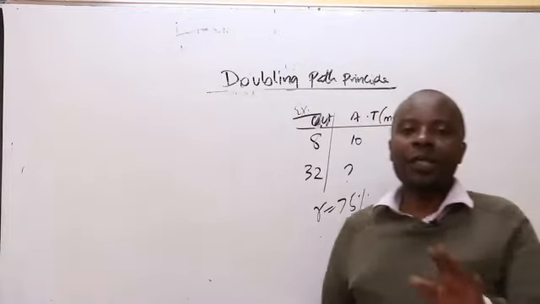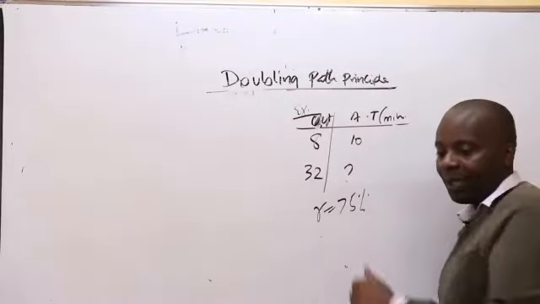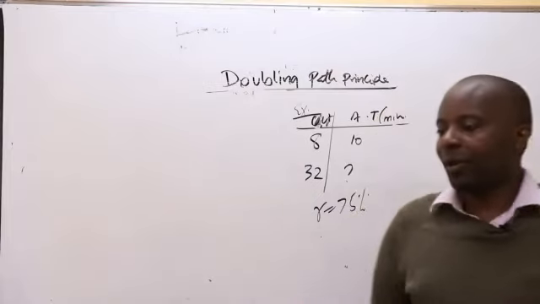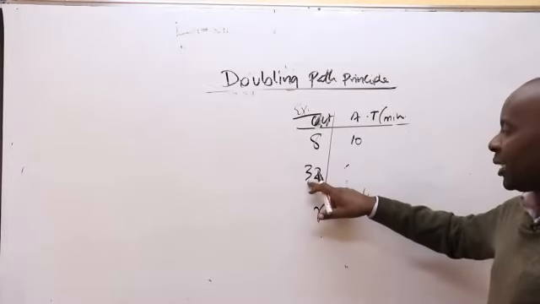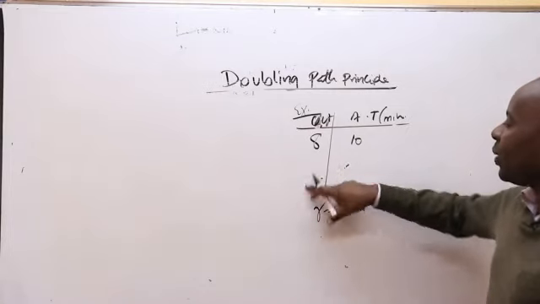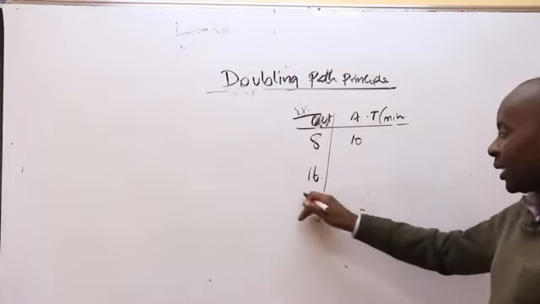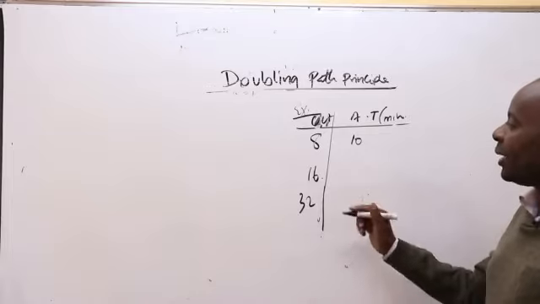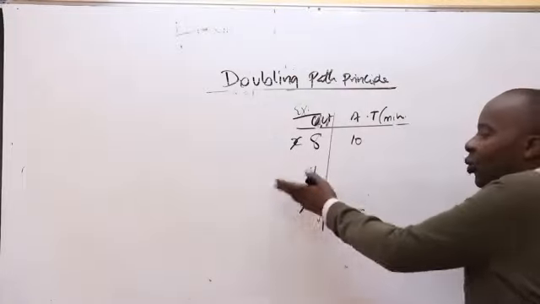Ladies and gentlemen, have a look at this. First of all, we have to establish the doubling path principle. So how do we, 8, 32. If you double 8, you won't get 32. If I double 8, I will get 16, and then 16 doubled gives us 32. Remember that this is x, and we have double here, 2x, etc.